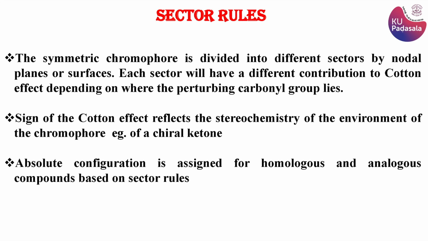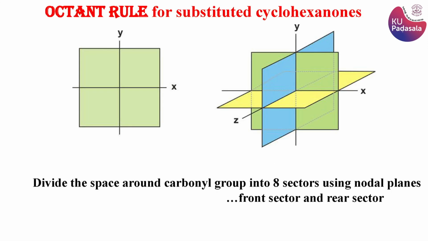For example, let me take the example of cyclohexanone. You can imagine it in three-dimensional space, and you can divide this into 8 sectors or 8 quadrants, as you can see from the figure. So, that is the octant. You are dividing the space around the cyclohexanone into 8 different octants. And we place the cyclohexanone in such a way that the oxygen atom is facing us, that is, it is in the front sector, whereas all the other carbons along with their substituents go to the rear sector.